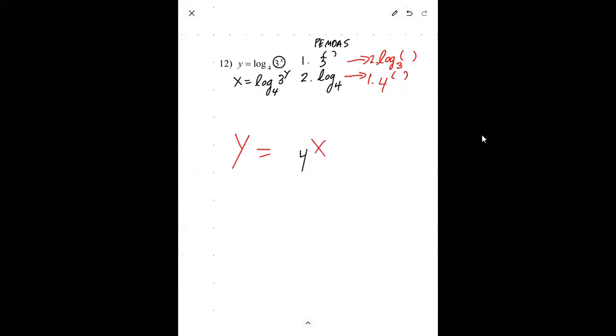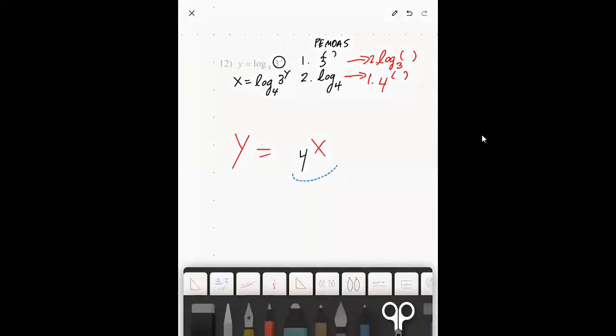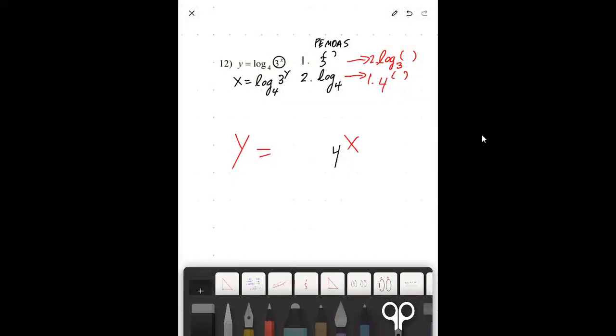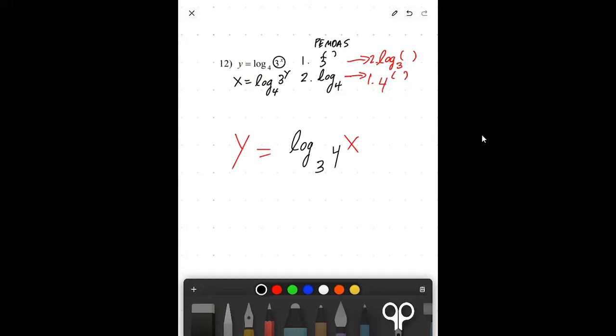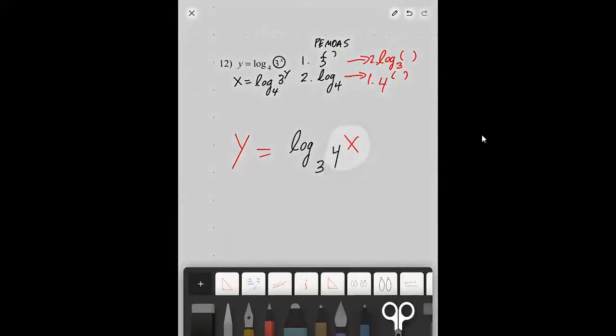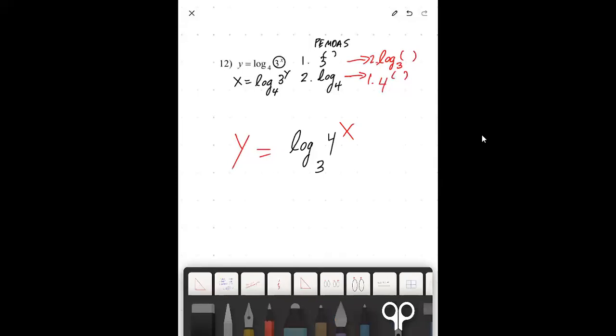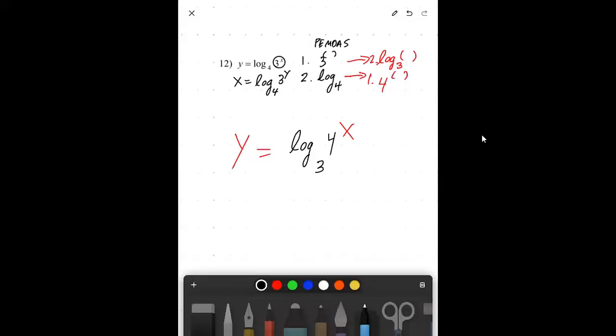And then I need a little bit more room. I'm going to move this over. And then I'm just going to take the log of that. I'm going to take the log of this whole thing with the base of 3. So let me move this up a little bit. And what I'm also going to do, just to make this crystal clear, is put this in parentheses. So that's the final answer. That's the inverse function.